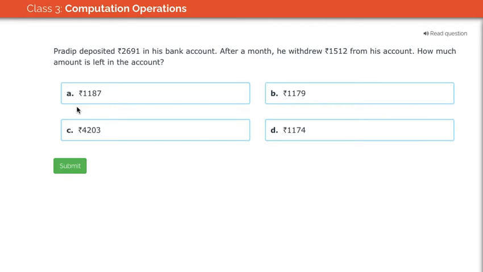Pradip deposits 2,691 in his bank account. After a month, he withdrew 1,512 from his account. How much amount is left in his account? So let's subtract 1,512 from 269. So you can't subtract 2 with 9.